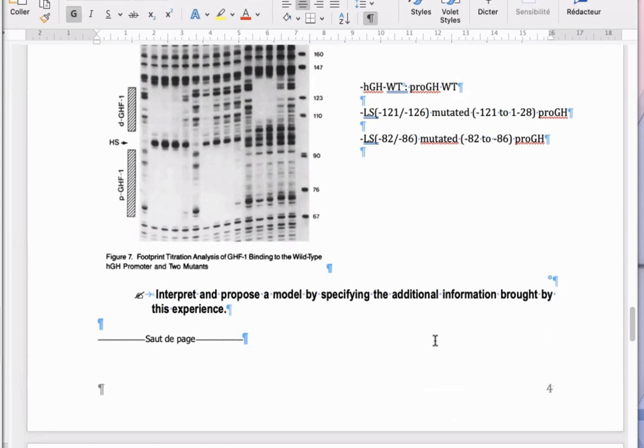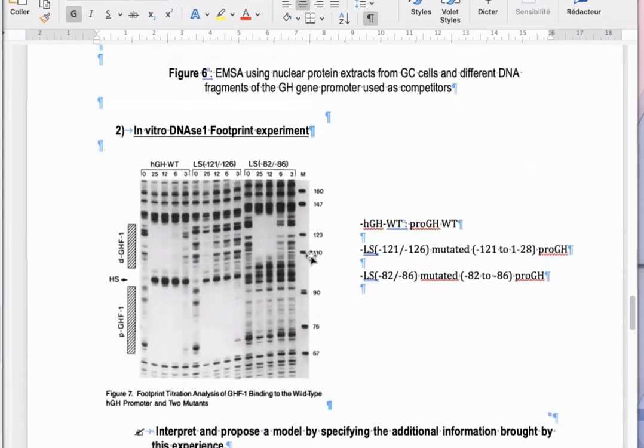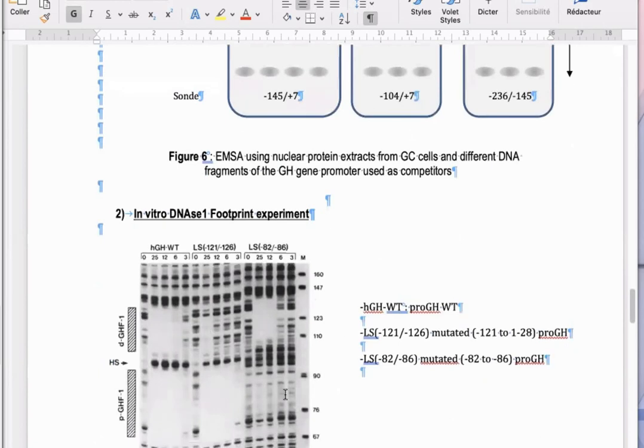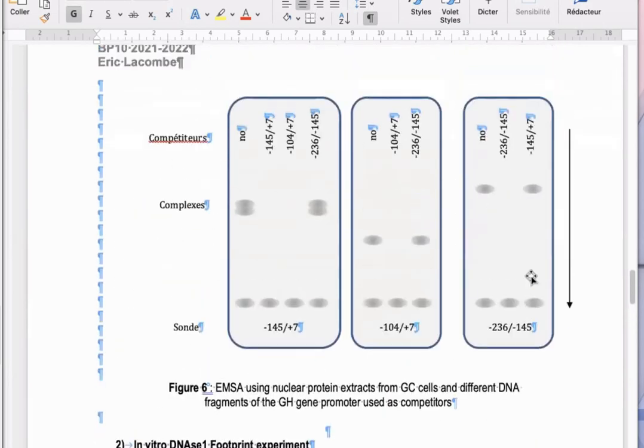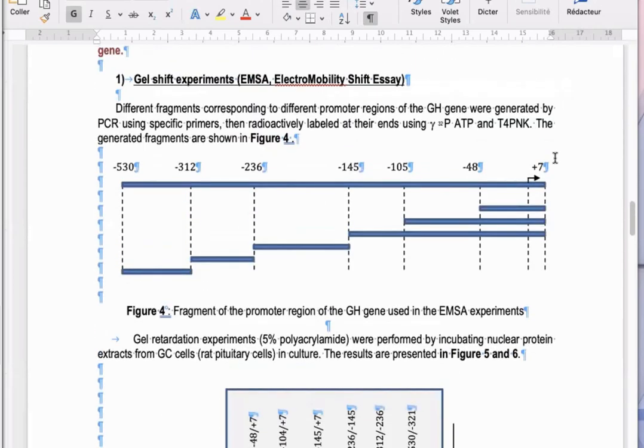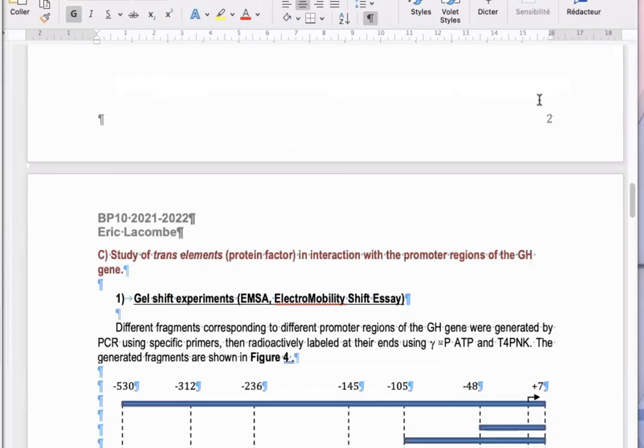Yes. Is it fine? And if you have any question concerning the EMSA experiment or the footprint experiment that we saw, do not hesitate. We can make a summary on Wednesday at the beginning of the lecture. Okay, so if you have questions, try to write them down and we can talk about that. Okay.